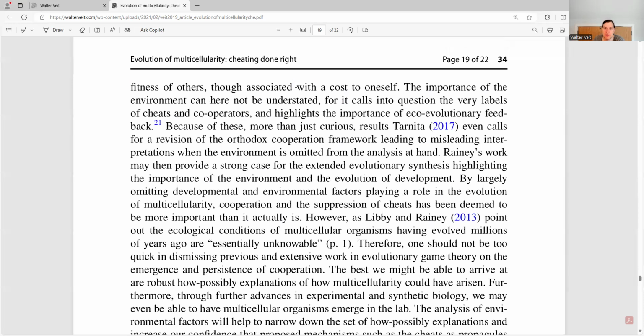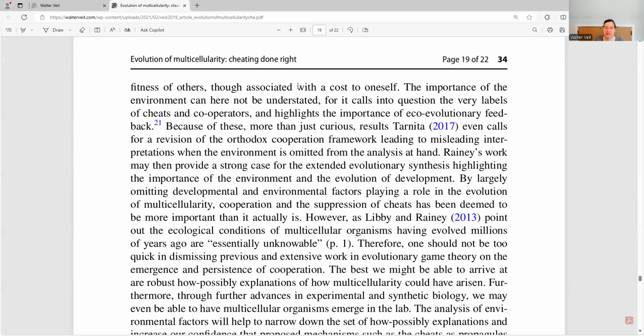The importance of the environment here cannot be understated, for it calls into question the very labels of cheats and cooperators and highlights the importance of eco-evolutionary feedback. Because of these more than just curious results, Tanita 2017 even calls for a revision of the orthodox cooperation framework, leading to misleading interpretations when the environment is omitted from the analysis. Rainey's work may then provide a strong case for the extended evolutionary synthesis, highlighting the importance of the environment and the evolution of development.